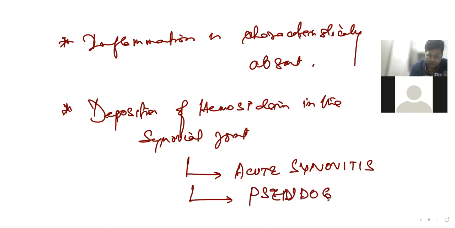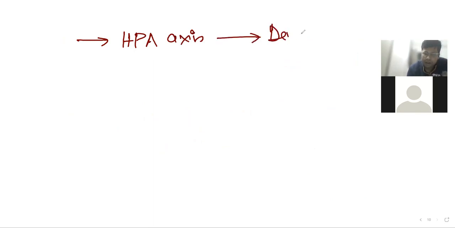Pseudo gout. Okay. Now this hemochromatosis may also affect the hypothalamic pituitary axis, that is the HPA axis, jo hum baat karte hai na, that is also deranged. Okay, derangement of HPA axis occurs. Aur uske karan kya hota hai? We know HPA axis is involved with the hormones.